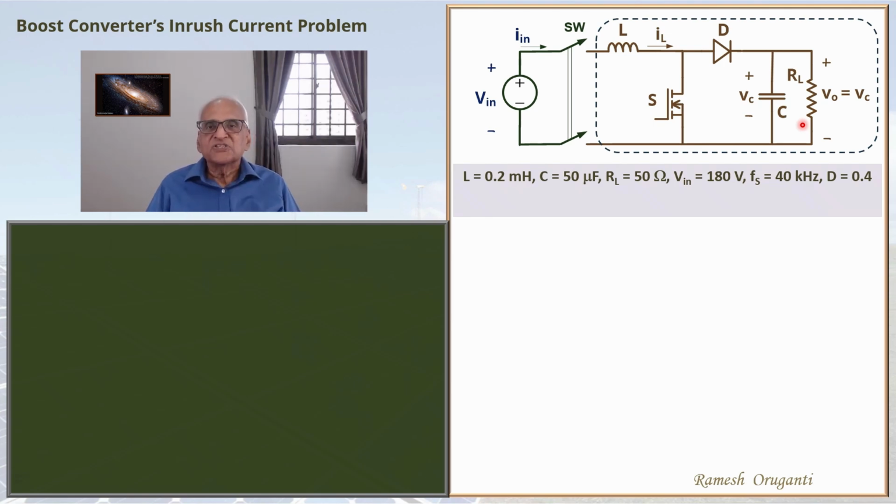The operation of this converter under these conditions, under steady state, can be shown to be in the CCM region or the continuous conduction mode region. In this region, the output voltage V0 is given by Vin by 1 minus D, which will be 180 volts divided by 1 minus 0.4, that is 300 volts. So the steady state output voltage under this operation is 300 volts.